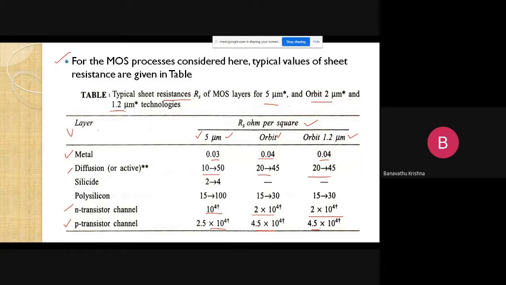So these are the sheet resistance values for various micrometer technologies. It is necessary to remember these values. If a question is given from an examination point of view, for example a layer such as the metal layer is given, and you have to calculate the sheet resistance of that material, then you need to remember these values. In some cases they are given, in some cases not, so it is very important to remember these values.